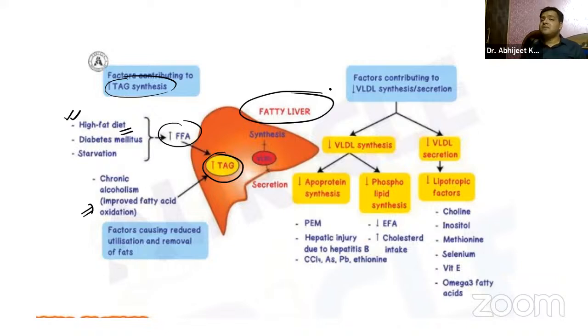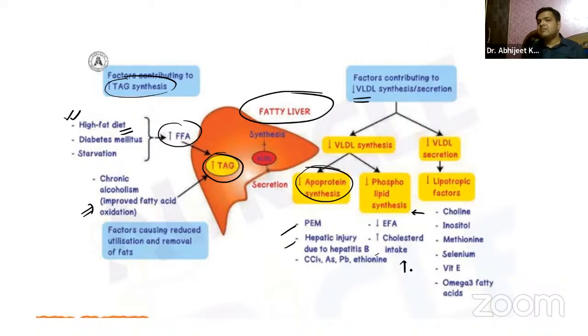Or there could be some other reasons contributing to decreased VLDL synthesis. Now, VLDL synthesis is decreased due to decreased apoprotein synthesis. It can be due to protein energy malnutrition or hepatic injury due to hepatitis B. There could be multiple reasons for that. Or there could be decreased phospholipid synthesis. You already know the phospholipid part, the lipid part, is composed of essential fatty acids. If there are low essential fatty acids, automatically the phospholipid part will also decrease. That's the major component of the plasma membrane.